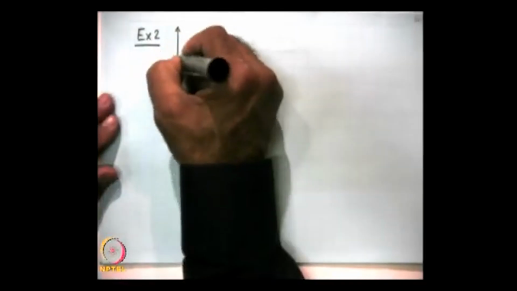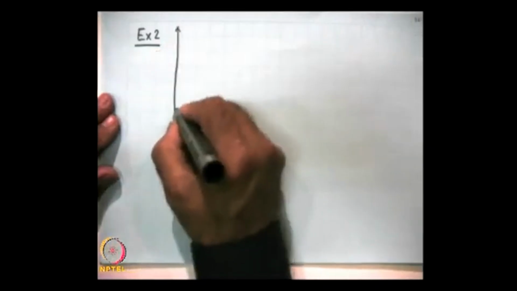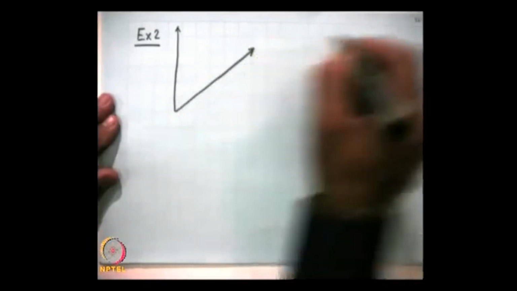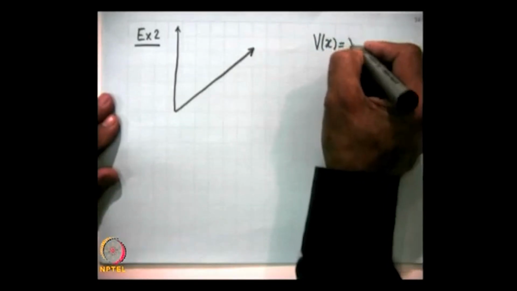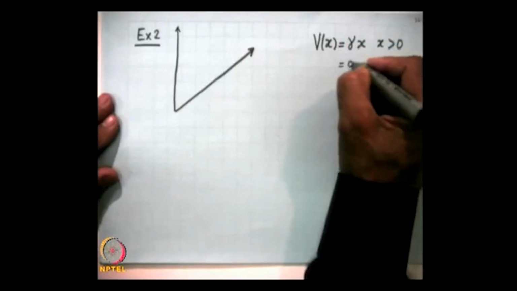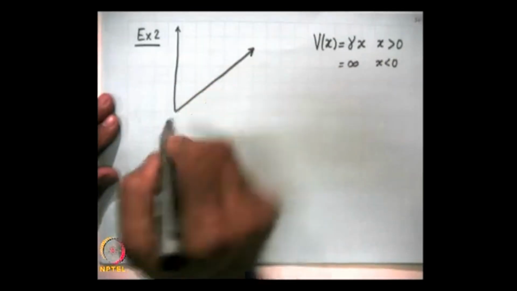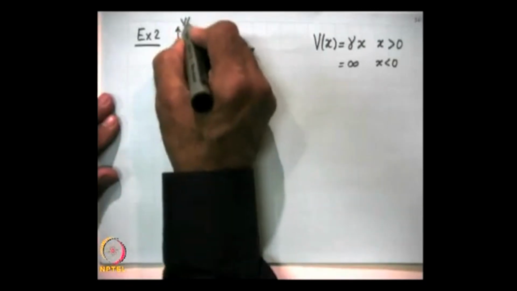So, example number 2 is a linear potential. I assume a particle such that at x equal to 0, the potential is infinity, and for x greater than 0, it is equal to gamma x, and it is equal to infinity for x less than 0. So, it is a triangular potential and this is my x axis and this is the V of x.